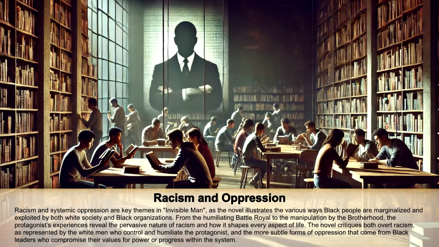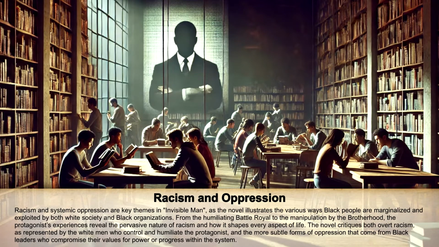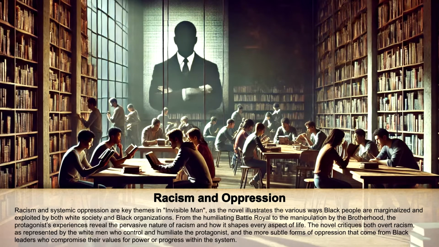Racism and oppression. Racism and systemic oppression are key themes in Invisible Man, as the novel illustrates the various ways Black people are marginalized and exploited by both white society and Black organizations. From the humiliating battle royal to the manipulation by the Brotherhood, the protagonist's experiences reveal the pervasive nature of racism and how it shapes every aspect of life.